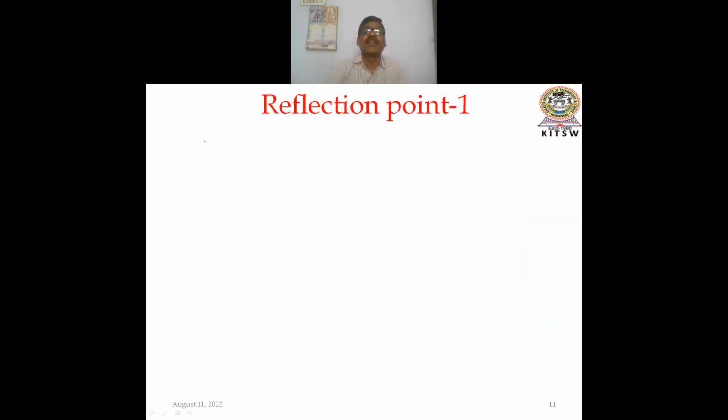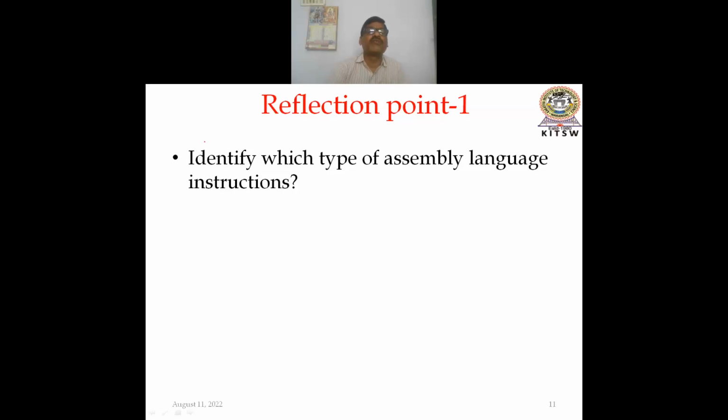Now the reflection point 1 is here. This is one question for you, so anyone can answer. Identify which type of assembly language instructions these are. The first instruction given is ADDI R2, R3, 5. What type of assembly language instruction is it? Is it a data transfer instruction, a data manipulation instruction, a logical instruction, or a branching instruction? You have to identify which type of instruction it is.